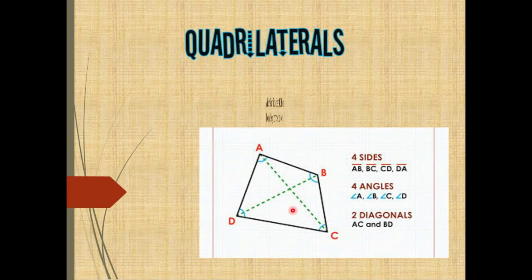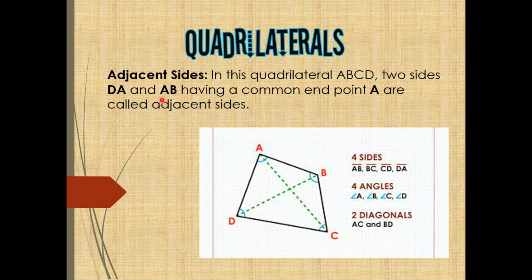So here we have some parts of the quadrilateral. First of all, there are four sides in a quadrilateral, like AB, BC, CD and DA. There are four angles, angle A, angle B, angle C and angle D. And there are two diagonals in each quadrilateral. Diagonals are the lines which join the opposite vertices of any figure. So these are the basic parts of the quadrilateral.